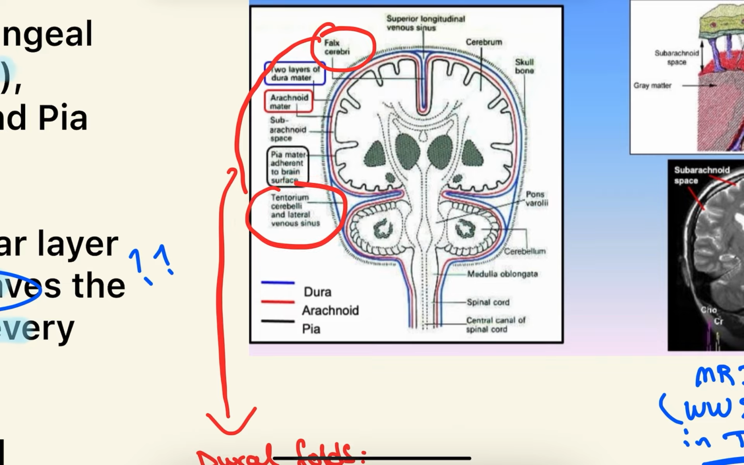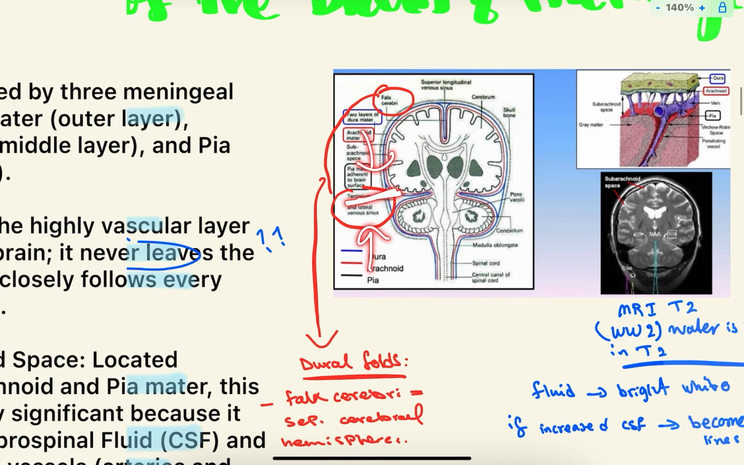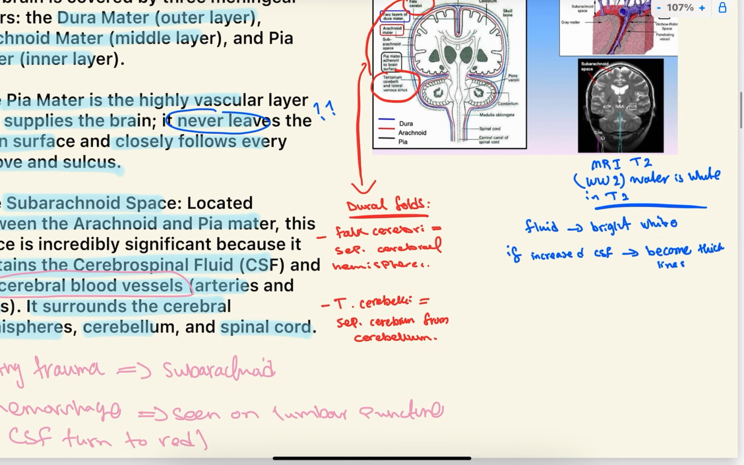So for the falx cerebri, you can see it's separating what? It's separating between the two hemispheres, whereas the tentorium cerebelli, it's separating what? The hemisphere from the cerebellum. Okay, so it's separating the cerebrum from the cerebellum.